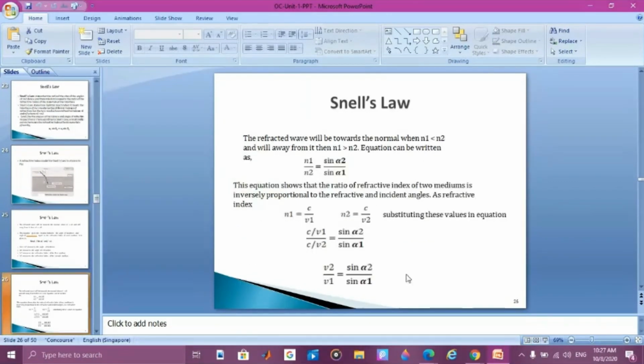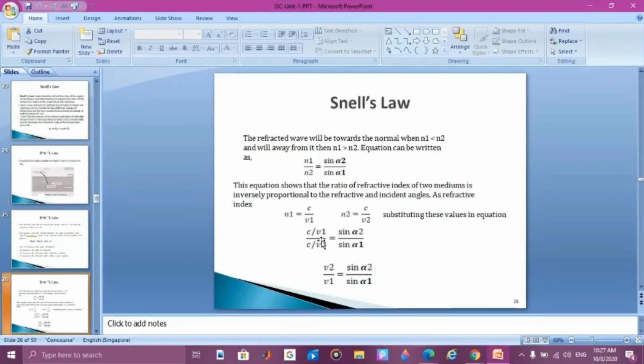Then Snell's law: the refracted wave will be toward the normal when n1 is less than n2. When it bends towards the normal, what happens? n1 is less than n2. Away from it, n1 is greater than n2. So the equation can be written as n1 divided by n2 equal to sin alpha 2 divided by sin alpha 1. This equation shows the ratio of refractive indices of the two media is inversely proportional to the sines of the incident and refracted angles. So both are inverse, inversely proportional.